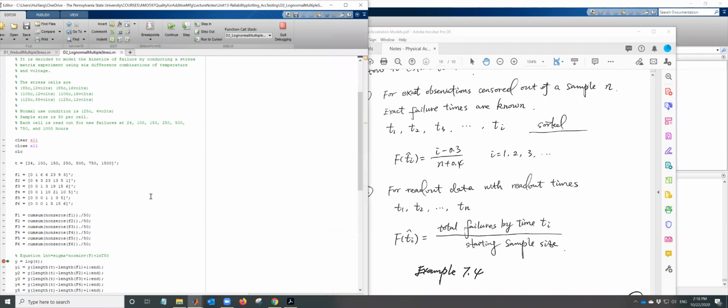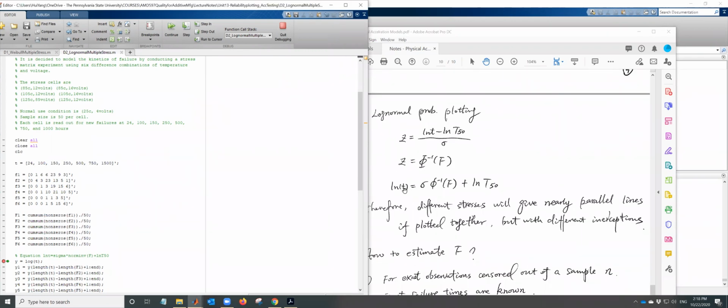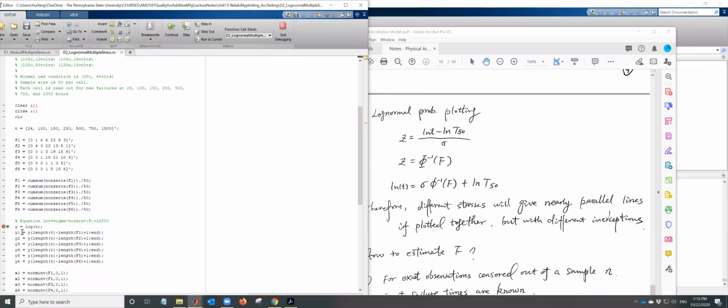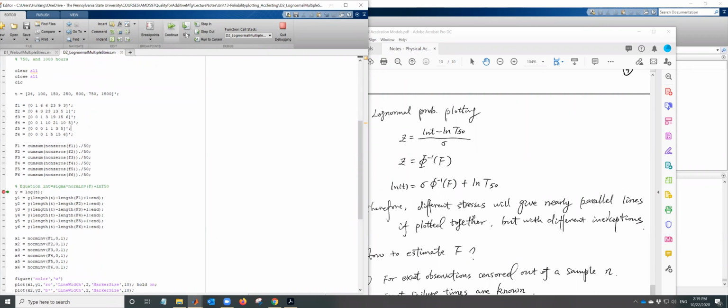Okay, now let's look at this example. Obviously, we want to plot log t against phi inverse F. We have log t already, and phi inverse F, this is y. Oh, I see, because we have a lot of zeros, so we only count the first non-zero. F1, how many we have? 6. And F3, how many we have? 1, 2, 3, 4, 5. So you only have 5, and the length is different. Because when we do the cumulative, the first one is 0, so we couldn't do the calculation with that. So we just count the non-zero terms.